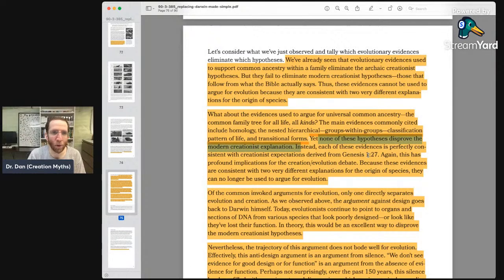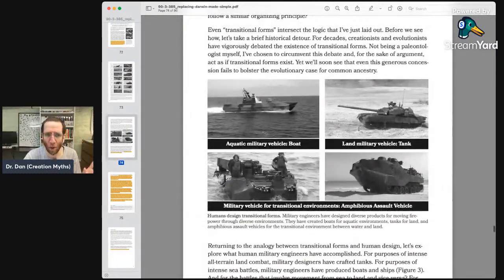But basically, the prediction would be that if you have separate creation events, if you have your orchard of life, for example, then the functional sequences in the genome should stay the same, right? They should all look the same because the same designer, right? Using the same wheels, using the same parts, whatever, fine.